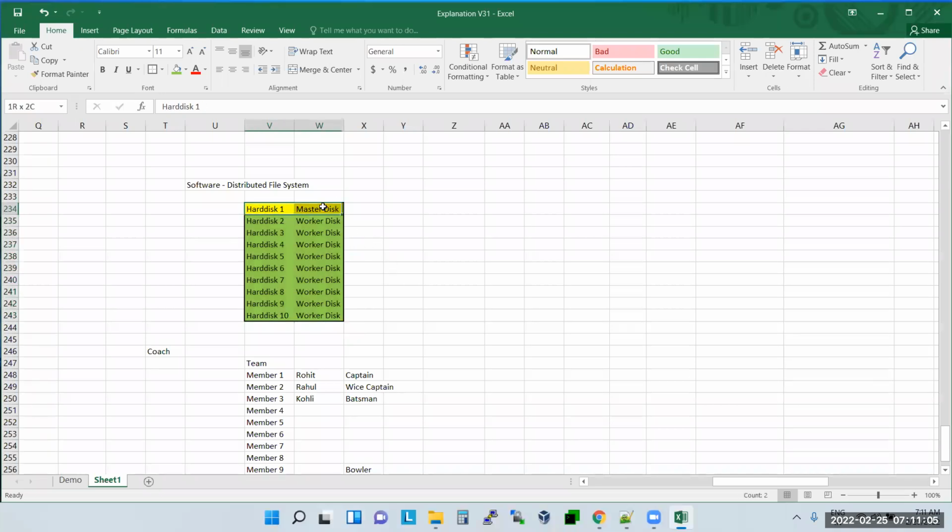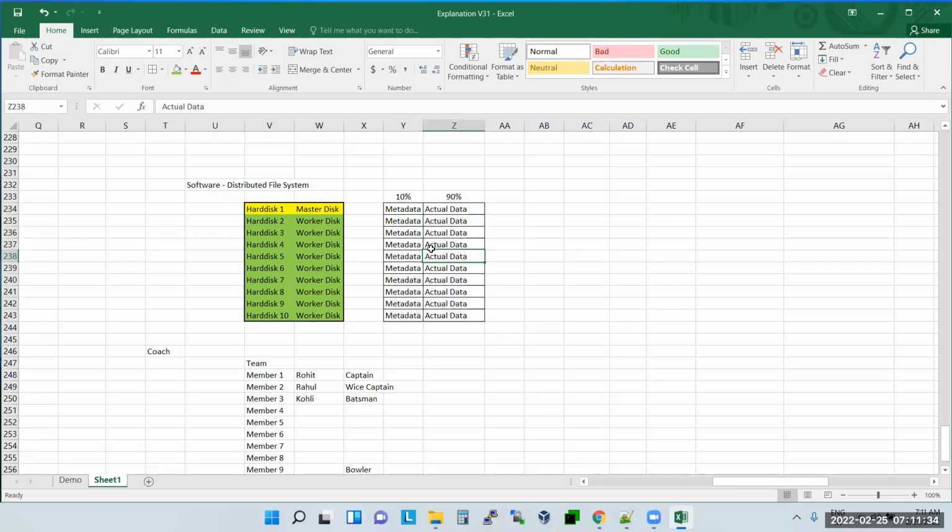Here, each hard disk will have a FAT, a metadata area, and an actual data area. This is 10% and this is 90%. Yes, I'm explaining because yesterday somebody asked, sir, I am not completely clear on this concept. So each hard disk will have a metadata area of 10% and an actual data area of 90%. This is clear now.